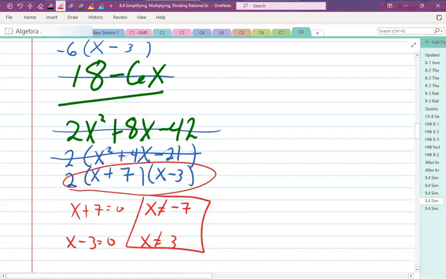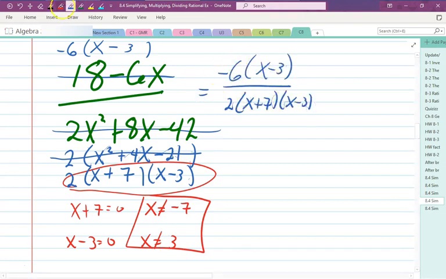My two restrictions on the variable are x cannot equal negative 7 and x cannot equal positive 3. At this point, I can continue the problem. I'm going to go ahead and rewrite it just to make it look neater. Now I can start reducing.